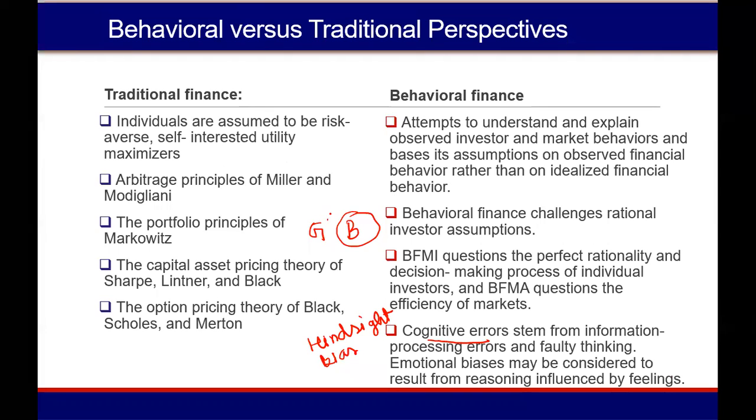Are you familiar with this? Yes, sir. So this kind of bias is a kind of hindsight bias. This actually comes from information processing, this kind of thing and faulty thinking, and it should not be. Okay.